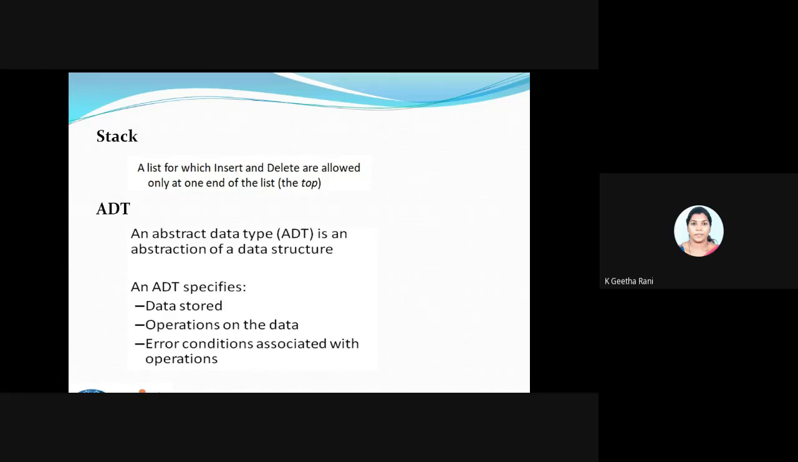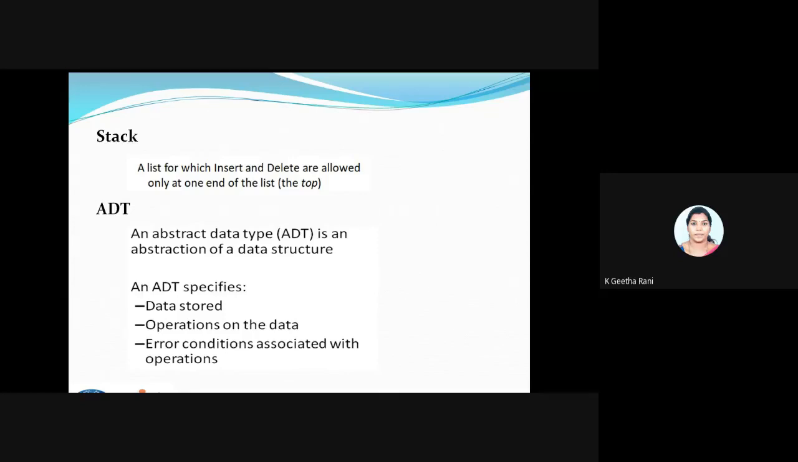Okay, so what this ADT tells you is nothing but the abstraction of our data structure, or the features of the data structure. Here you're going to see only the features and the operations. We are not going to talk about the implementations.